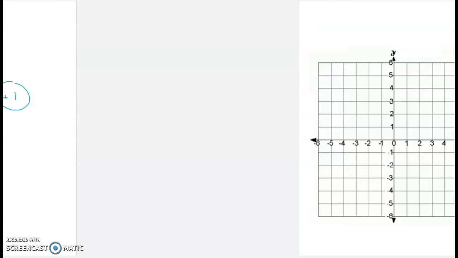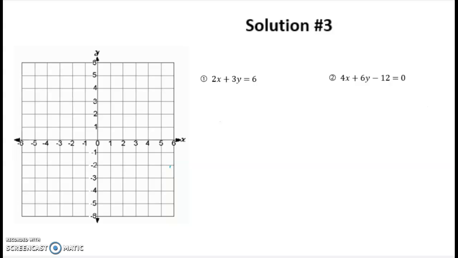Let's do the third option. So solution number 3. Let's start with my red. This one, we're going to actually do x and y intercepts. So for my x-intercept, y equals 0. And for my y-intercept, I have to set x equal to 0.